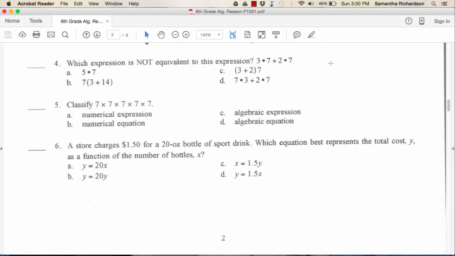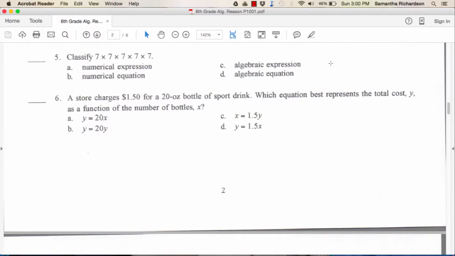Question 5. Classify 7 times 7 times 7 times 7 times 7. Is that a numeric expression? A. Or B, numerical equation? C, algebraic expression? D, algebraic equation?